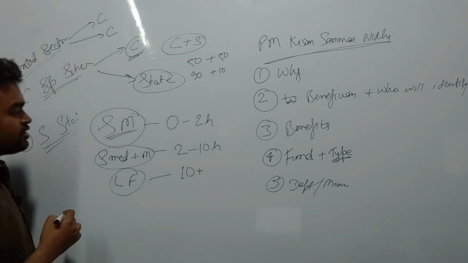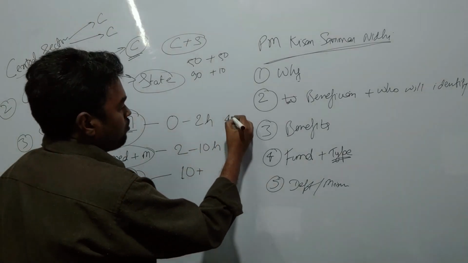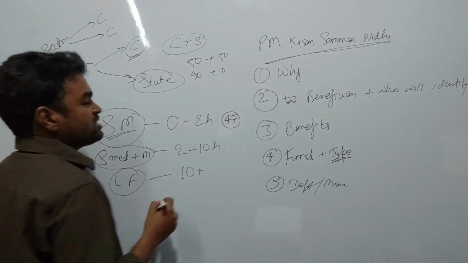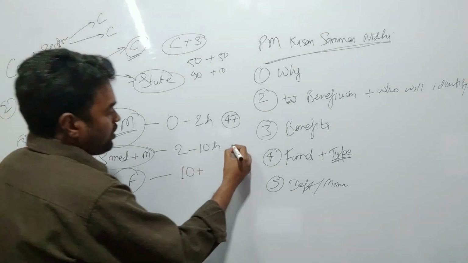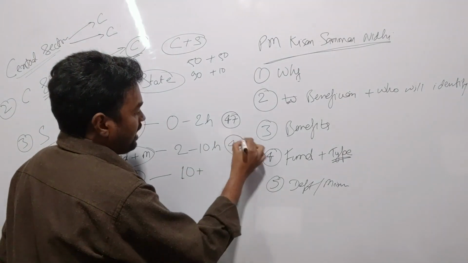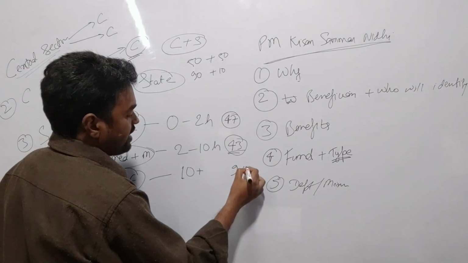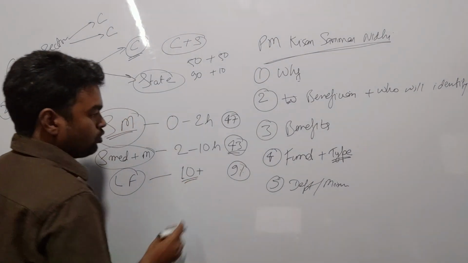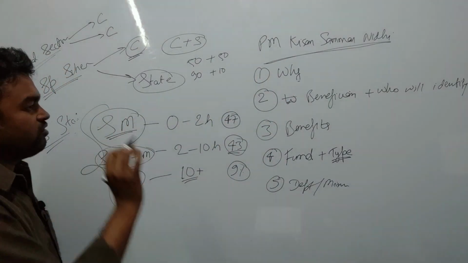Okay. Small and marginal farmer are 47%. मतलब 47% land holding are less than 2 hectare. Okay. 43% of the land holding are between 2 to 10 hectare and only 9% of the land holding are more than 10 hectare. Okay, so the PM KISAN scheme will be applicable to all these farmer.